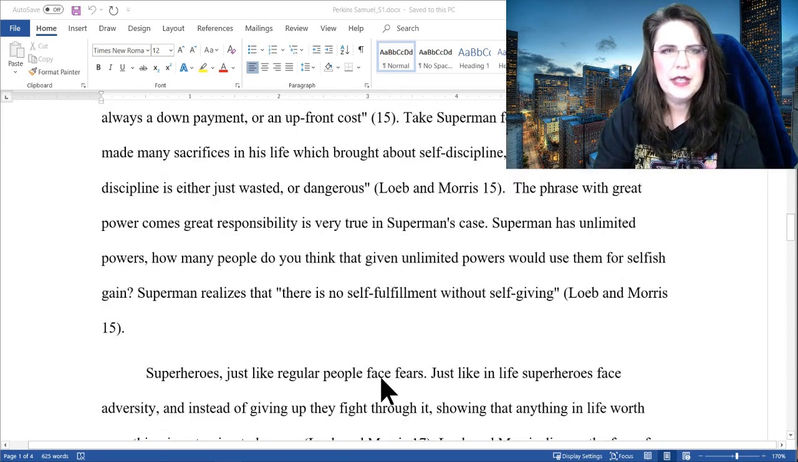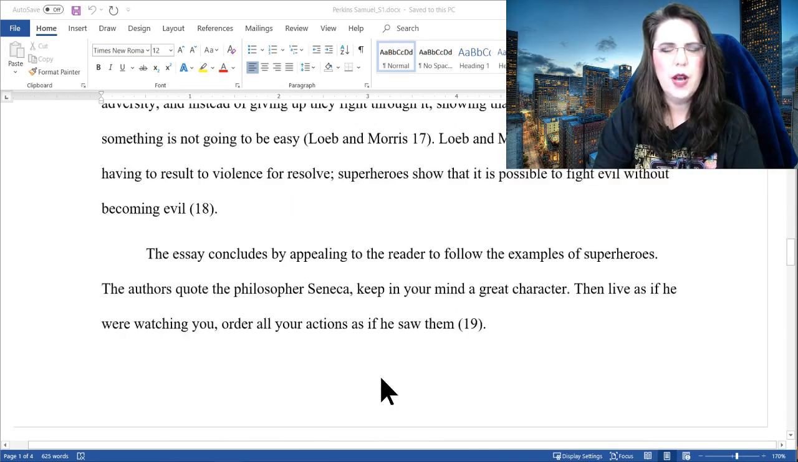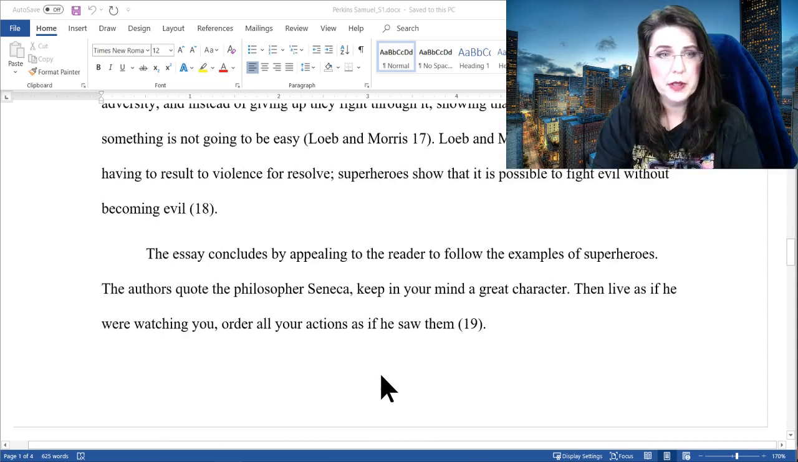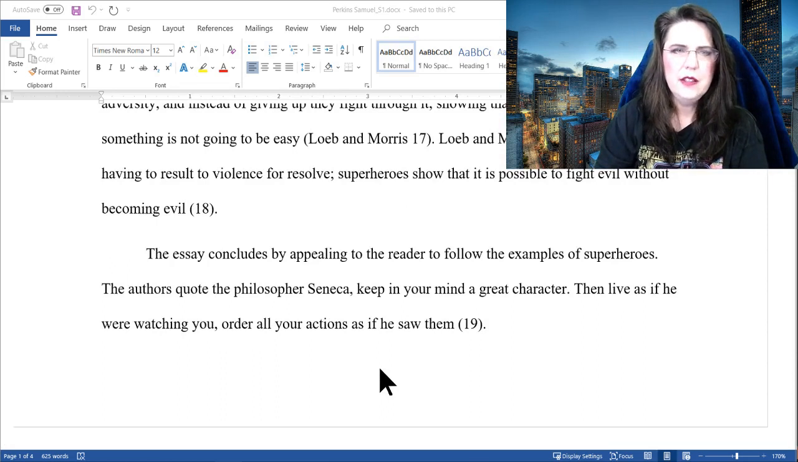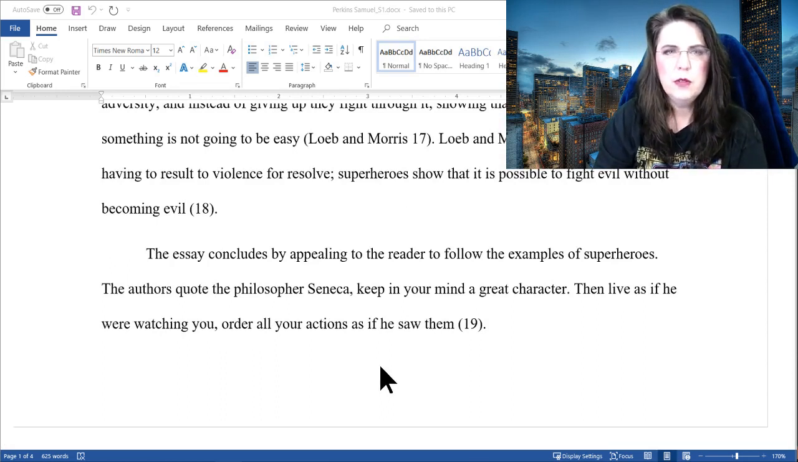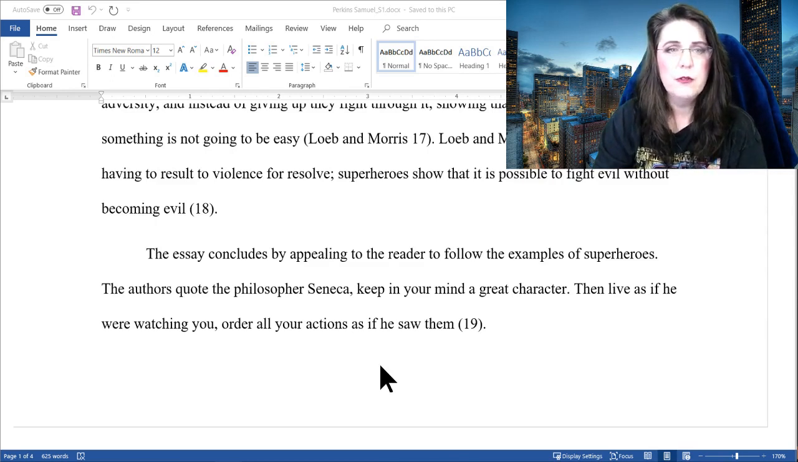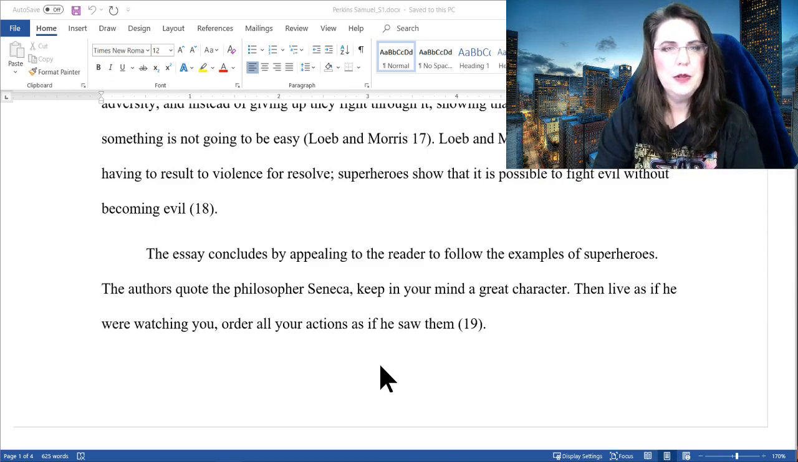And you can see that he has quite a few more paragraphs, and then he concludes his summary. The essay concludes by appealing to the reader to follow the examples of superheroes. The authors quote philosopher Seneca, "Keep in your mind a great character, then live as if he were watching you. Order all of your actions as if he saw them."